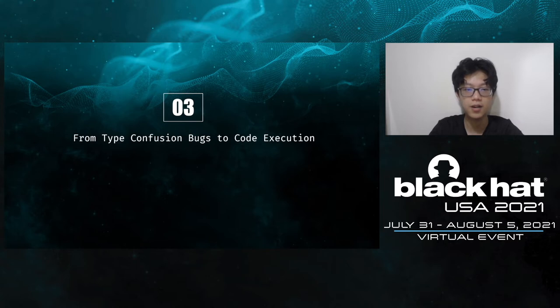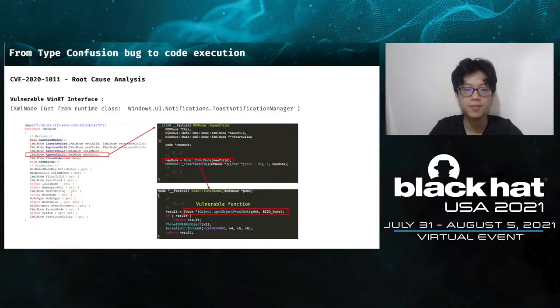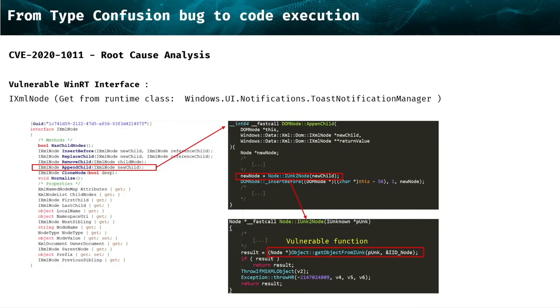The next part is from type confusion bugs to code execution. This bug comes from the runtime class interface IXmlDomNode. You can get it from the Windows.UI.Notifications.ToastNotificationManager runtime class. This runtime class exposes a class called IXmlDocument for the user to pass an XML file. After successful parsing, you can get an XmlNode object from the server.